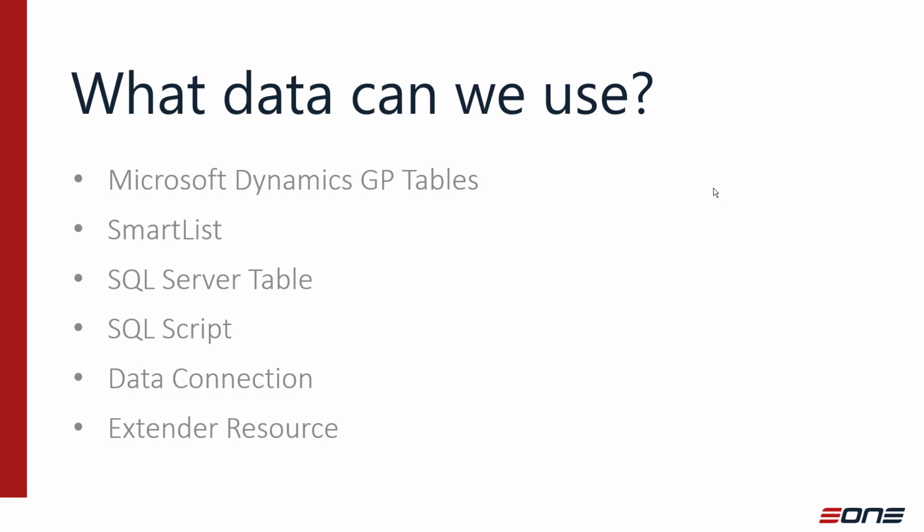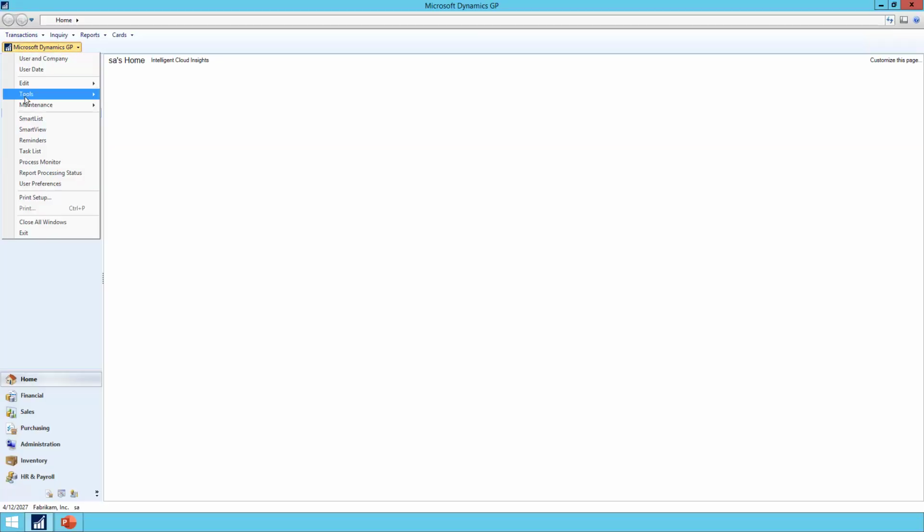And lastly, the Extender resource. If you're using E1's Extender product, it's going to allow us to pull in the data from any of the windows and forms that you've created in Extender and bring that into your lists as well. So let's open SmartList Builder.